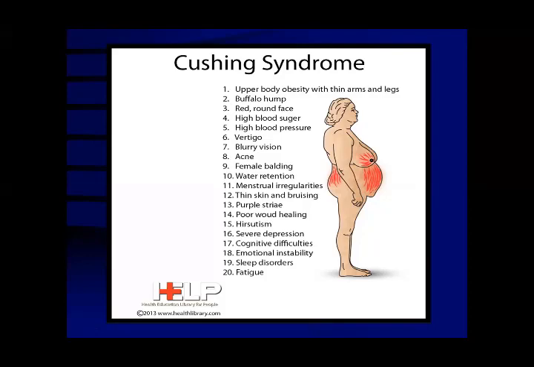Menstrual irregularities, there is thinning of the skin because the collagen fibers are being destroyed. So the skin becomes shiny, flat and thin. There are purple striae on the skin. Poor wound healing because cortisol is a steroid in action, and these steroids are not good for wound healing. As in diabetic patients, they have a poor response for healing. So there is poor wound healing.